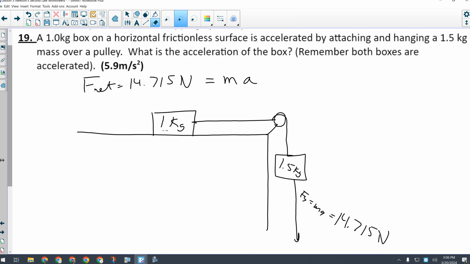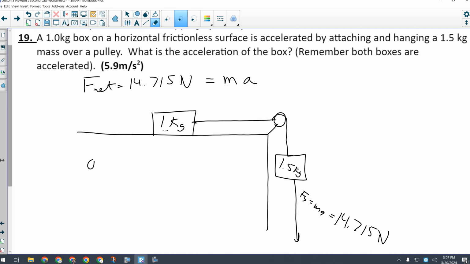What mass do I use here? 2.5. Right. Neither one of the boxes has a mass of 2.5 kilograms. But that 14.715 newtons is pulling both boxes. They're connected. They're what we call a system. The parts of the system have to accelerate together because the net force acts on them both. So anytime you have a question where there's more than one mass and they are connected, they are a system, and the system's mass is the combined mass of all of its parts.